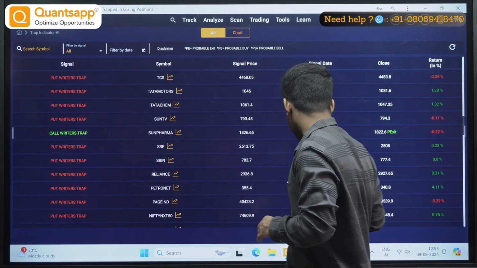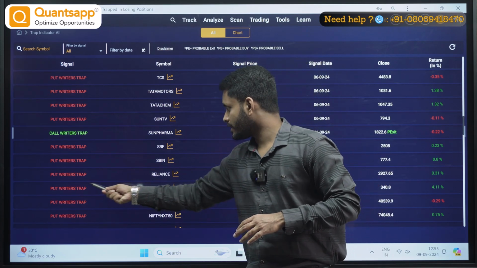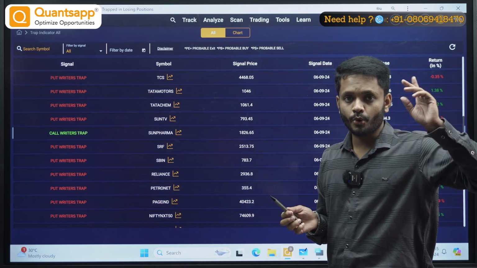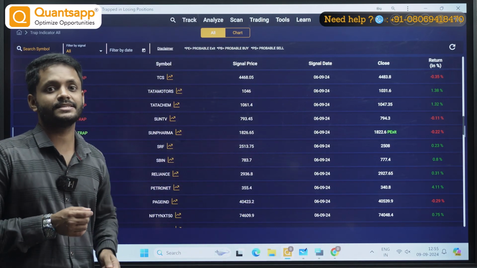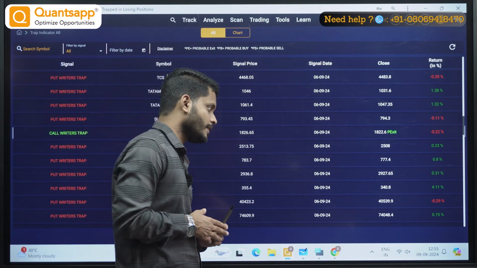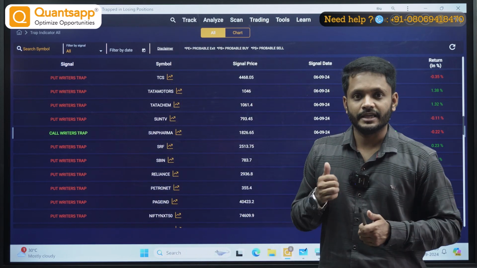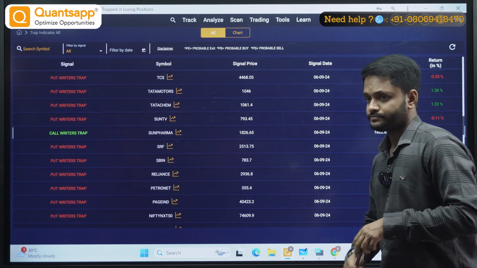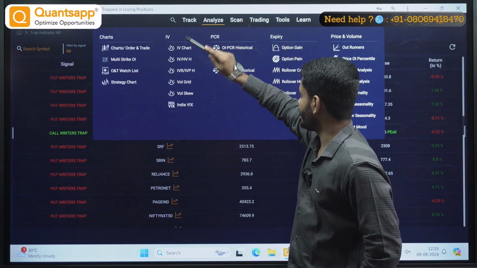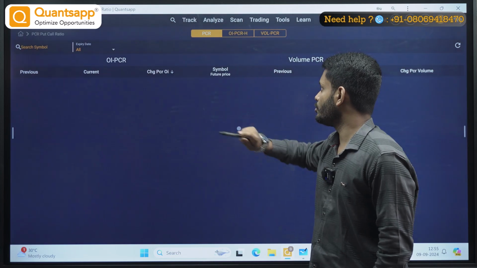So on 6th September when this gave me a put writer trap, I am supposed to go and confirm it with modified PCR as well, whether modified PCR is indicating me a bearish signal or not. If not, I will ignore. If yes, I will proceed with it. Okay, now what I'll do, go to analyze. Can you see PCR? I'll go to PCR.